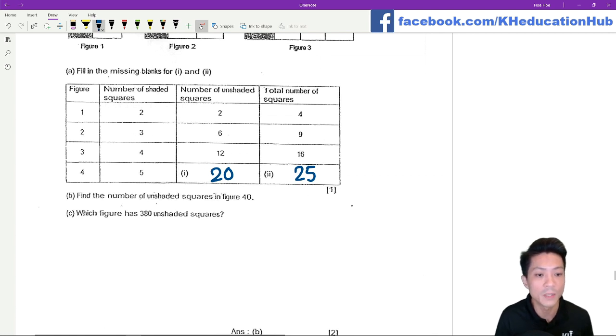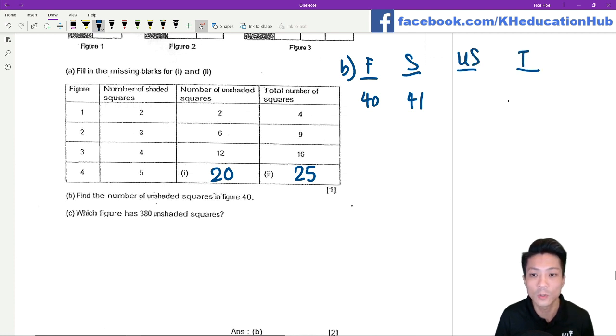Part B, find the number of unshaded squares in figure 40. So we know that the shaded squares would be +1, which means that it's 41. Unshaded squares, I do not know, but I know that the total squares would be 41 times 41.